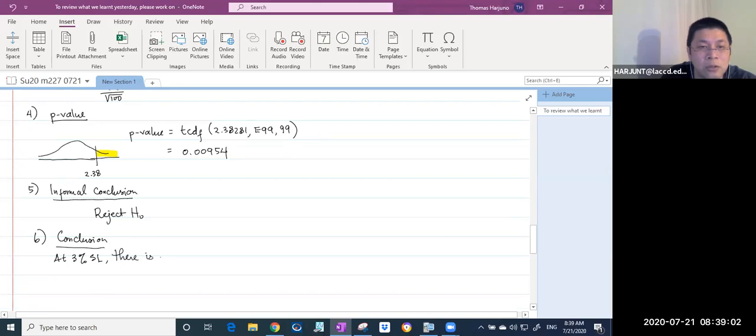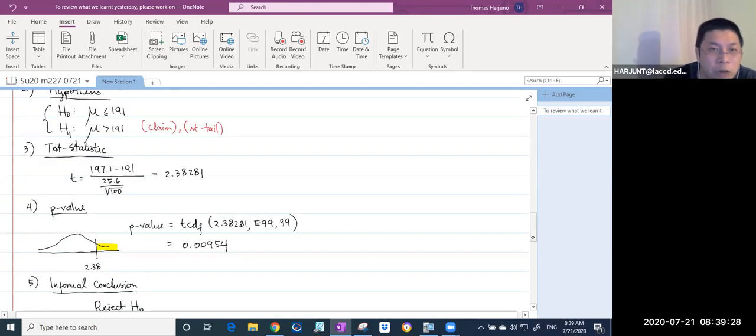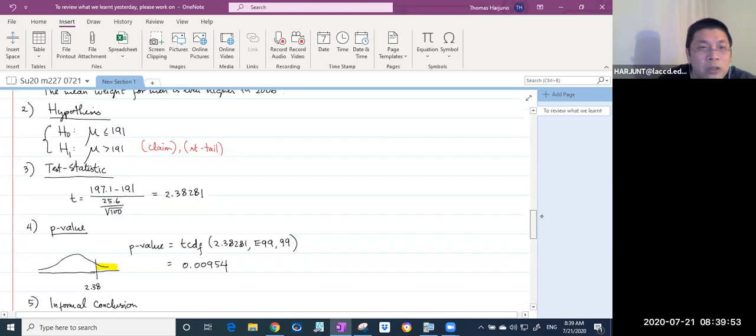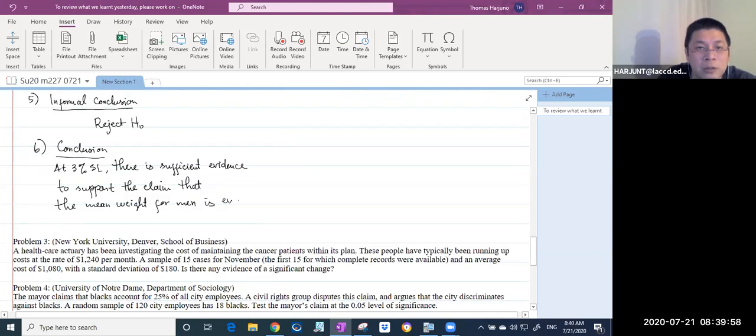At 3% significance level, there is sufficient evidence to support the claim. You see the claim is in the alternate hypothesis, right? Because the claim is in the alternate hypothesis, we try to support it. To support the claim that the mean weight for men is even higher in 2006.